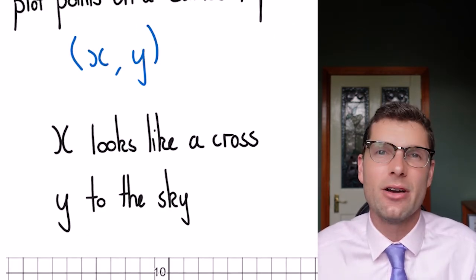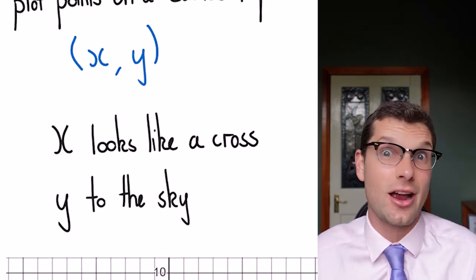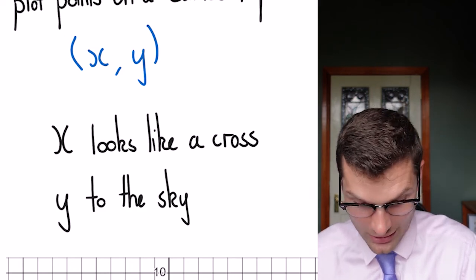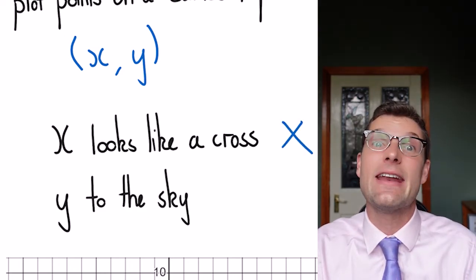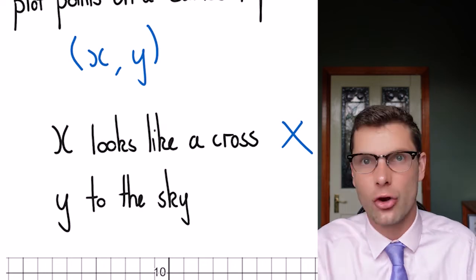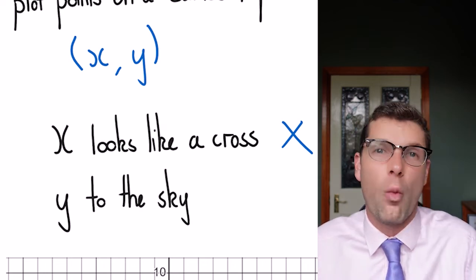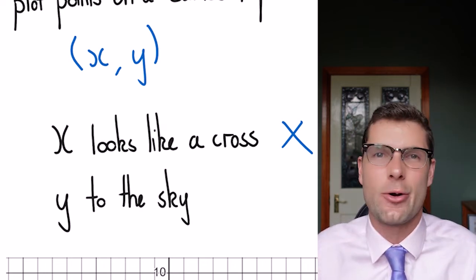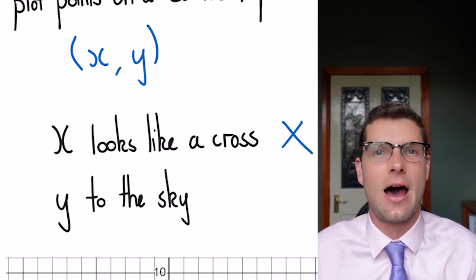The way that I remember it is that x actually looks like a cross, so I need to know that that means going across the Cartesian plane. Y rhymes with sky, so I always think y to the sky, which means up or down.